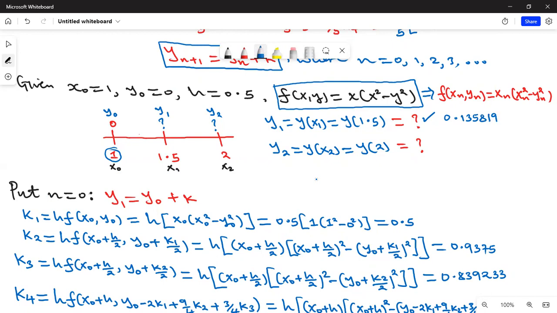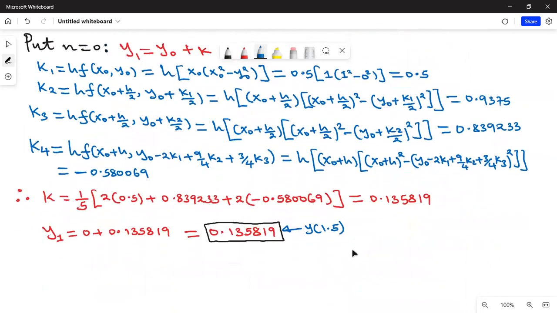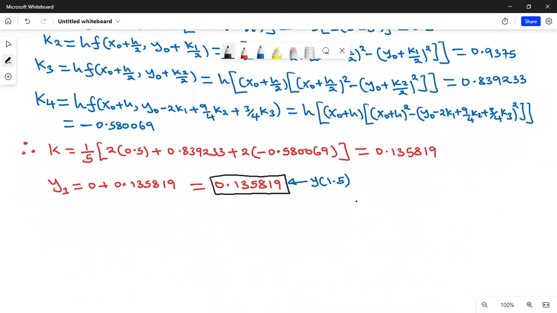So we still need y2. Let's perform another iteration with n equal to 1 now. The same procedure. Put n equal to 1. With this, we need to get y2 equal to y1 plus k. Compute the new values of k1 up to k4 and also use them to find k.